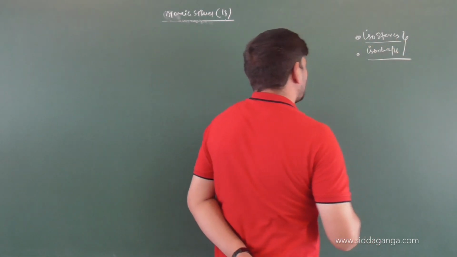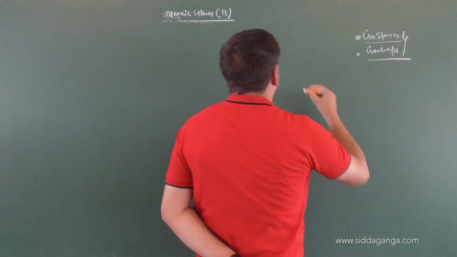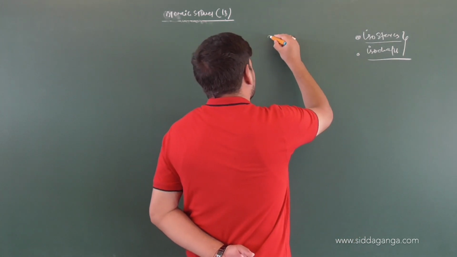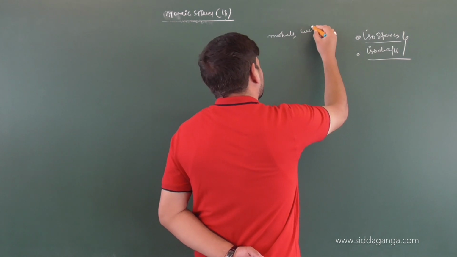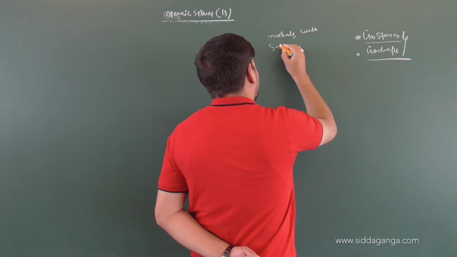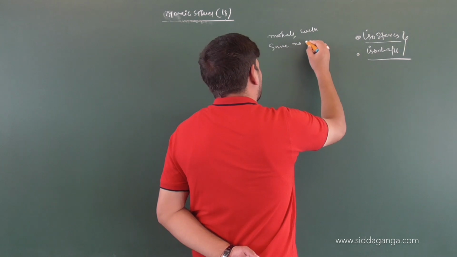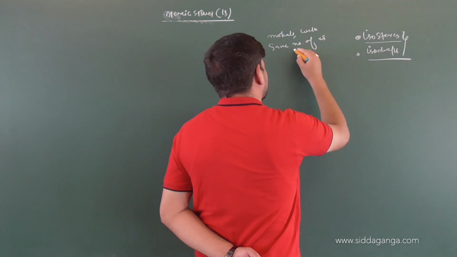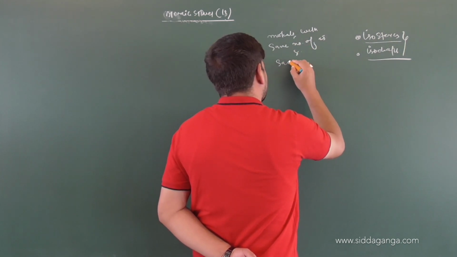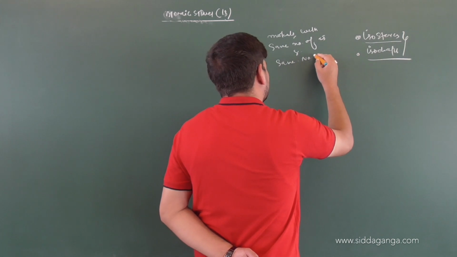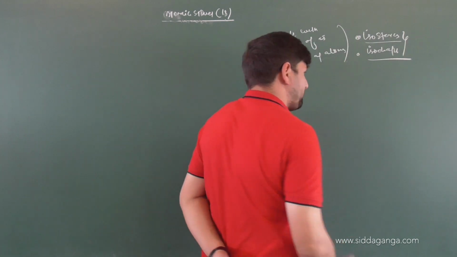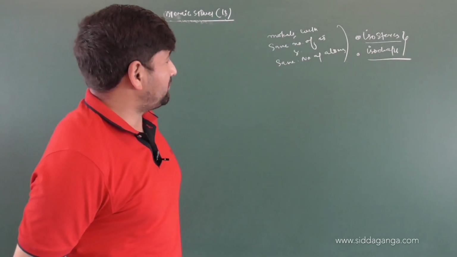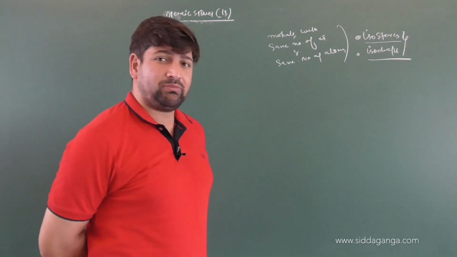Isospheres are the molecules or chemical species with the same number of electrons and the same number of atoms. Same number of electrons and same number of atoms.